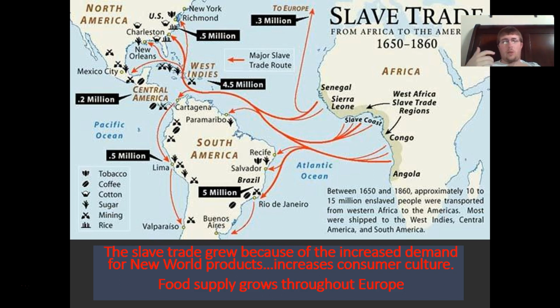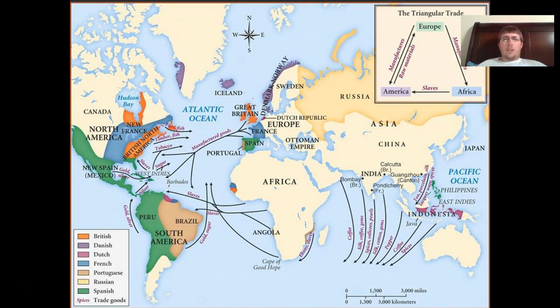Another consequence from the development of the slave trade is the increase of the food supply throughout Europe. So corn, potatoes, all of these things that are grown in great length in the New World, of course, those are planted in the New World and sent, but they're also sent over to Europe too. But anyway, those goods and those products help develop and grow the food supply throughout Europe.